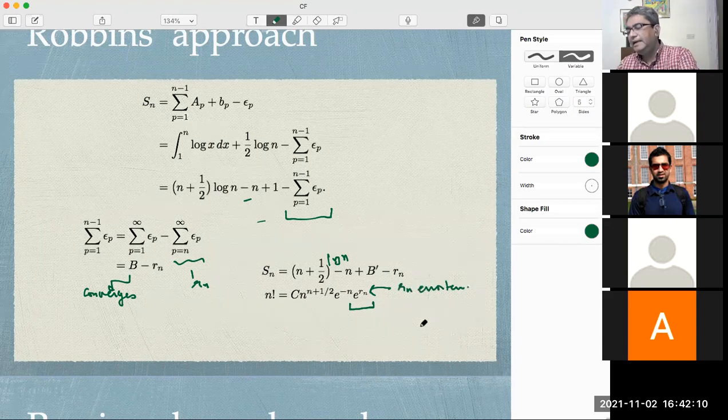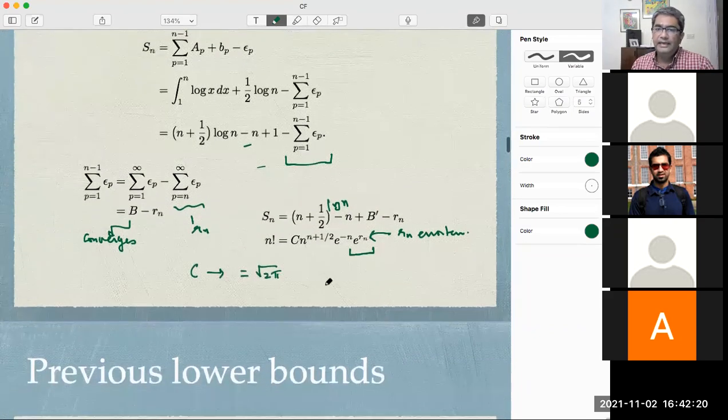So I should mention that this C is not so easy either. So C happens to be, you can prove it is equal to square root of 2 pi. I won't prove it. It's not so easy. And this is actually what Stirling did. So Stirling actually found this.